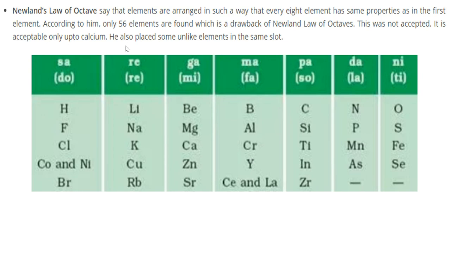Then Newlands also proposed a table. This Newlands law of octaves says that the elements are arranged in such a way that every 8th element has the same property as the first element. If you start with 1, you go up to 8. According to Newlands, only 56 elements were known, which was actually the drawback of Newlands' law of octaves.